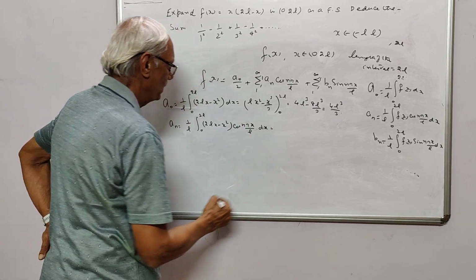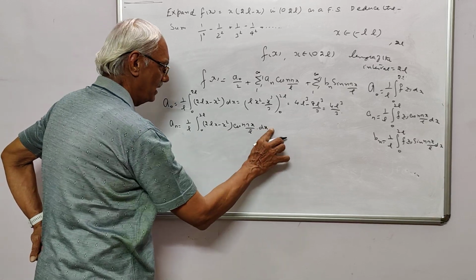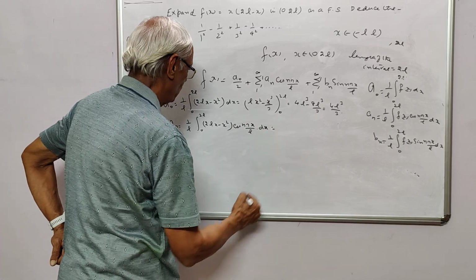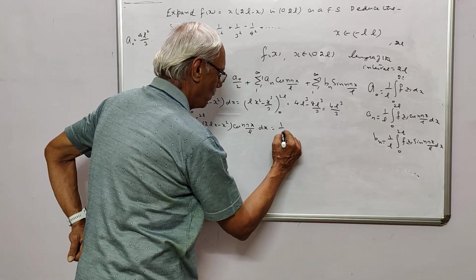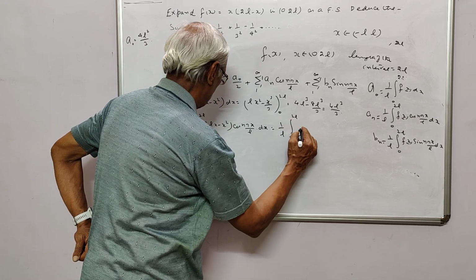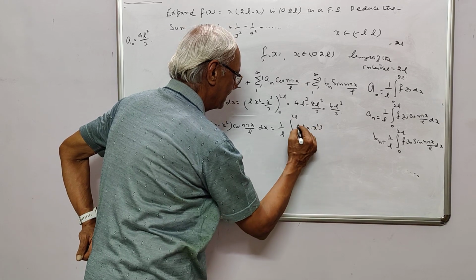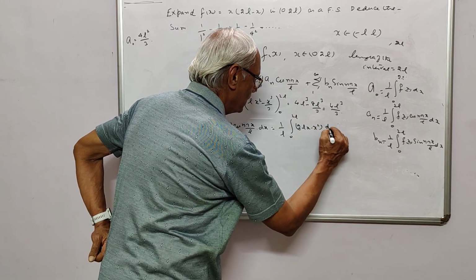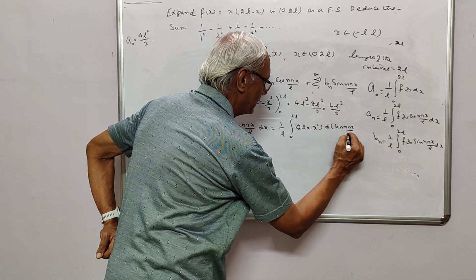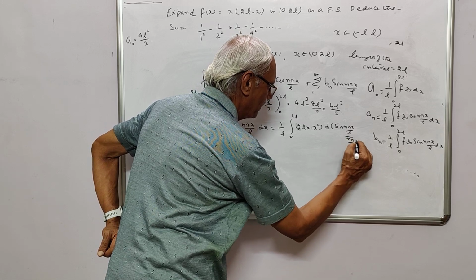I will go for this 2lx. Let me start doing it like this. I will write this as 1 by l, integral from 0 to 2l of 2lx minus x squared into d of sine n pi x by l divided by n pi by l.